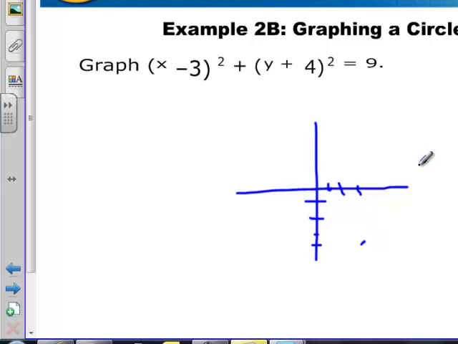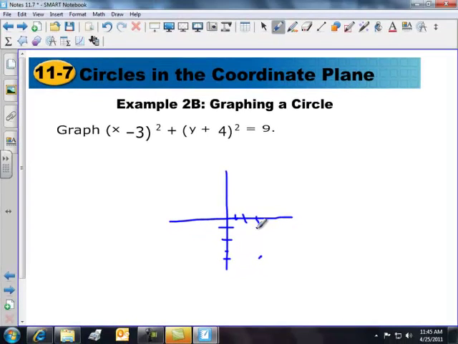What would the radius of this circle be? Nope, not 9. Oh, I'm sorry, I misunderstood you. I thought you said 9. Yeah, you're right, it's 3. The radius of this is 3. We take the square root of that 9. So what I'm going to do is just count 1, 2, 3 units here. Maybe put a little dot there. From the center, I'm going to go to the right 3. I'm going to go down 3. Just go in all directions.